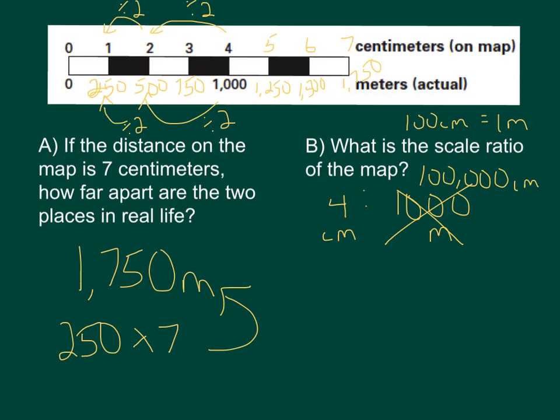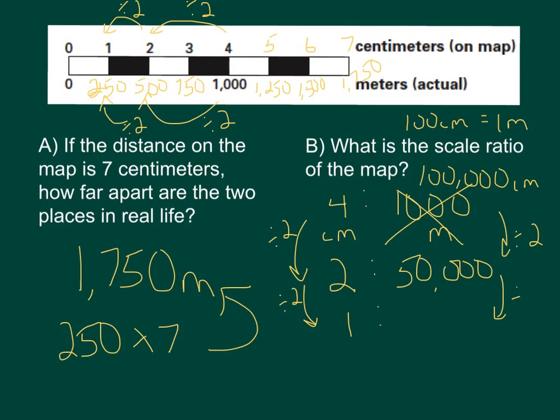Now technically I have a scale ratio right now, but when I'm doing a scale ratio I prefer to have the first number always be 1, but I can do that pretty easily. All I have to do is do the bad date strategy and work my way till I get to 1. If I were to divide this by 2 on both sides, I would get 2 centimeters matches up with 50,000. If I wanted to get down to 1 centimeter, I'm just going to divide it by 2 again, and I'm going to get 25,000. So that means that my scale ratio is 1 to 25,000, which really isn't that bad.